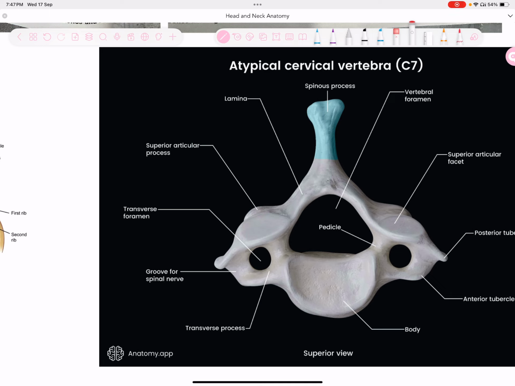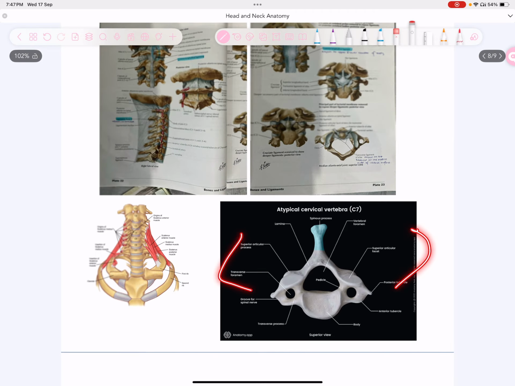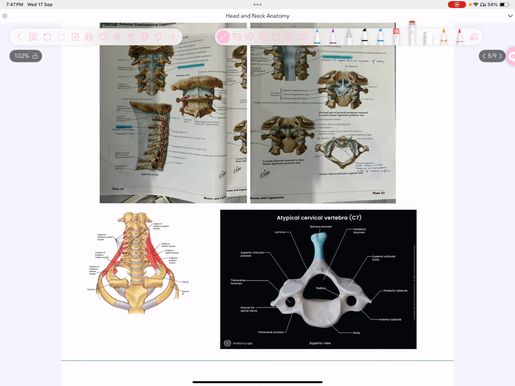The lower border provides attachment to the levator costarum. The anterior root of the transverse process may sometimes be separated. It then forms a cervical rib of variable size. So that's about the seventh cervical vertebra.